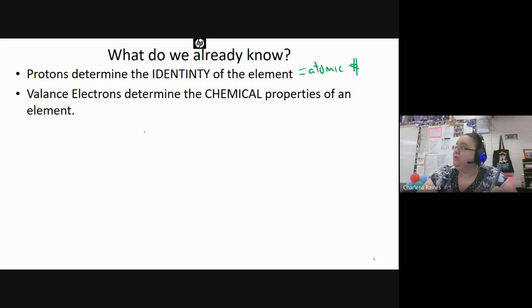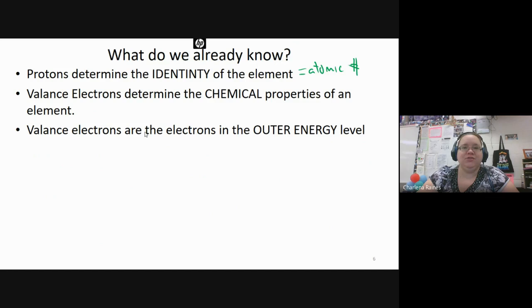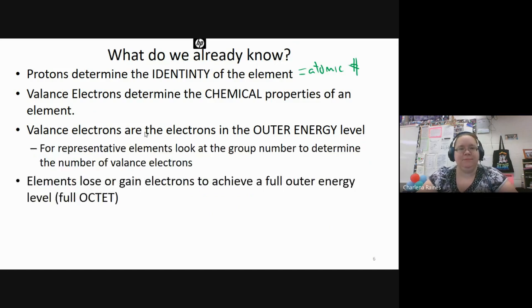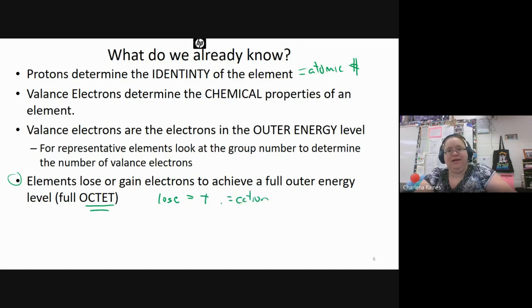Now remember, for my groups 1, 2, and 13 through 18, the valence electrons actually equal that last number of the group number. My valence electrons are the ones that are in the outer energy level. And our elements gain or lose electrons to achieve that octet. If we only have 1 or 2 valence electrons, they lose them to form a positive charge, which we call a cation. And if they have 4 or more, they tend to gain more electrons, which gives them a negative charge, which we call our anions.